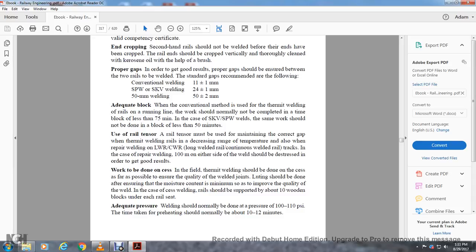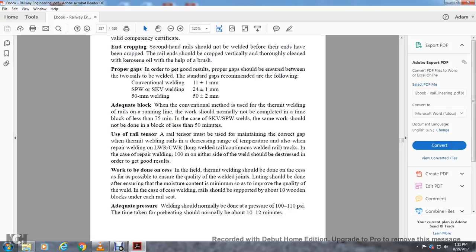Using the rail tensor. A rail tensor must be used to maintain the correct gap of the thermite welding rails and to keep within the range of temperature, also with rail welding along continuous welded rail tracks. In the case of a repairing weld, 100 meters on either side of the weld should be stressed in order to get a good result.